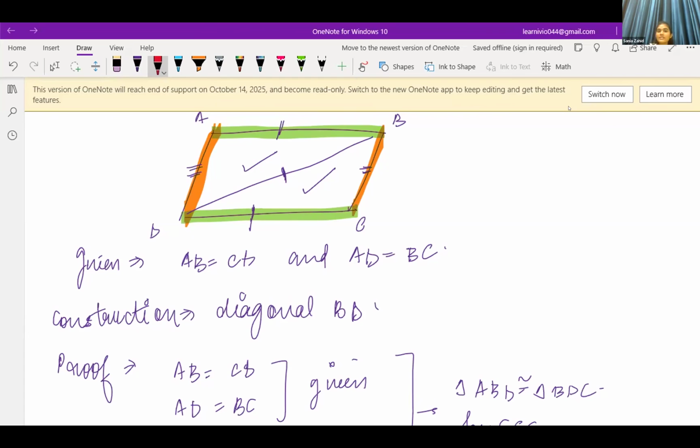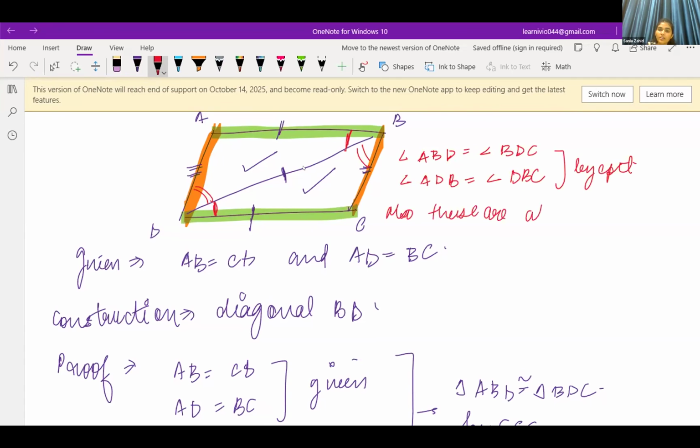See children, I can say this angle is equal to this angle. Angle ABD is equal to angle BDC, and this angle ADB is equal to angle DBC. Why? By CPCT. And you will also write that these are alternate interior angles.